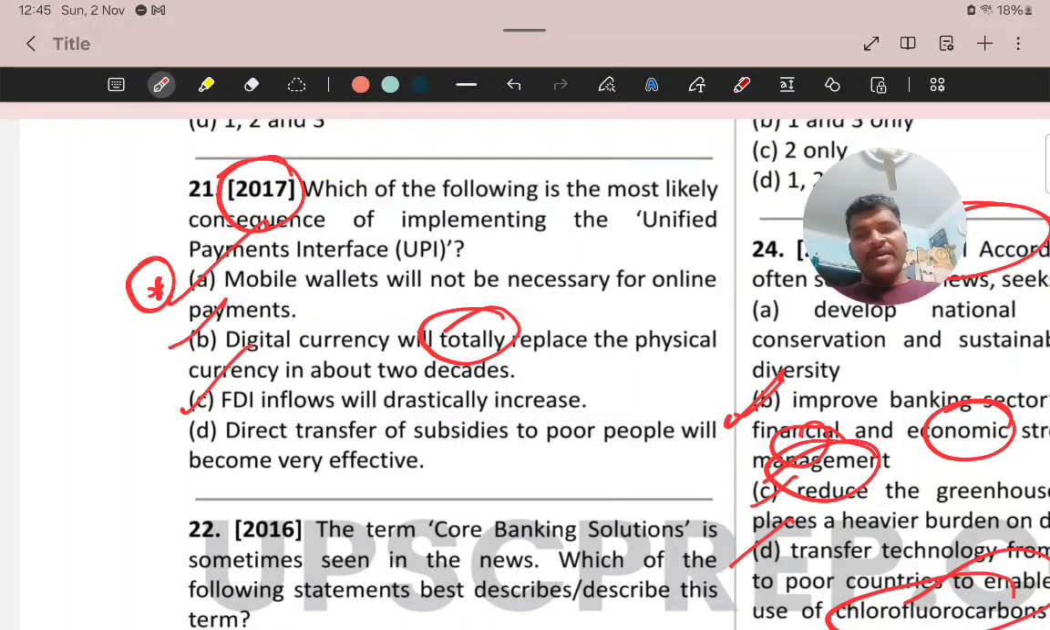Then option C. FDI inflows will drastically increase, an extreme mode. So here I want to give a few inputs and guidelines for you people. Related to FDI, you should know the basic things. What is the meaning of FDI? What is the meaning of FII? If FDI comes into the economy, what is it going to do in the economy? What are its impacts? Who is going to approve? These are a few things related to FDI.